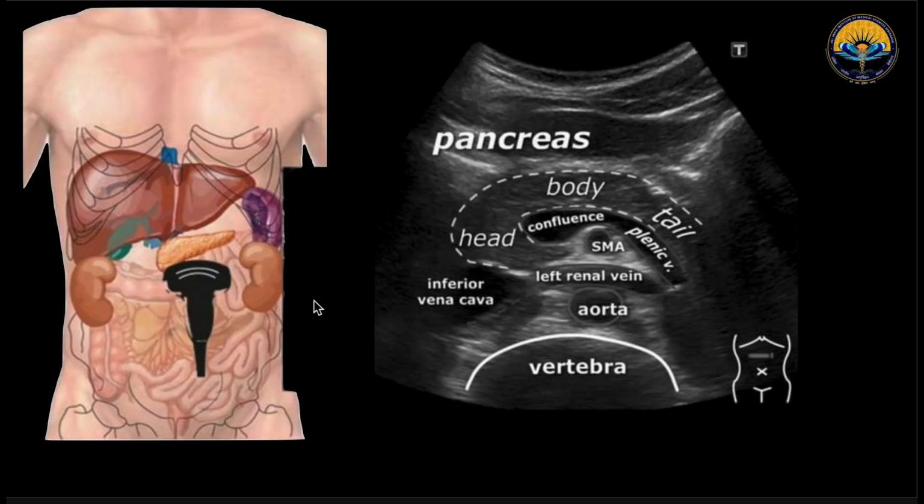So first, we will put our probe in the center, and the first thing we will see is the pancreas. This is the splenic vein, and surrounding it we can see the normal pancreas. This is the head, this is the body, and here we can see the tail end. Usually the tail part is not seen because it is obscured by bowel gas here. Here we can see the splenic vein, the superior mesenteric artery, the left renal vein, inferior vena cava, and aorta, and this is the vertebra. So this is the normal appearance of the pancreas.